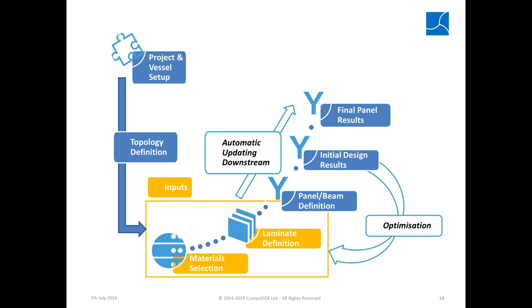Then, once we've done our analysis, we've got our laminates pretty much defined, and we've got our final panel results, we can generate documentation. So this is our certification reports, our YachtScant reports. We can also generate section space reports for certain sections, bill of materials reports, and individual laminate reports as well. So let's go through it live.